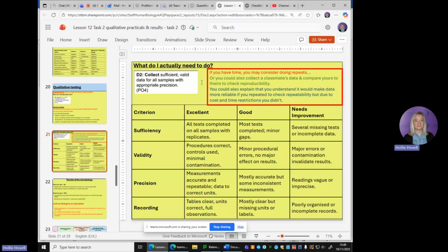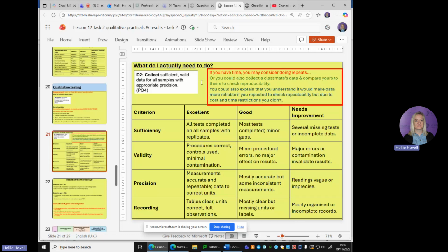So one thing you could do if you had time is you could repeat the experiment. So you could do something 3 times and that just increases the reliability. If you don't have time, you can collect a classmate's data, a peer's data, and compare it to yours, and that checks something called reproducibility. So, for example, for the reagent test strips, you could add a column for your peers' results or a few peers' results, just to double check that what you got was right. It makes it more reliable if they got the same as you. So you could add that in if you wanted.